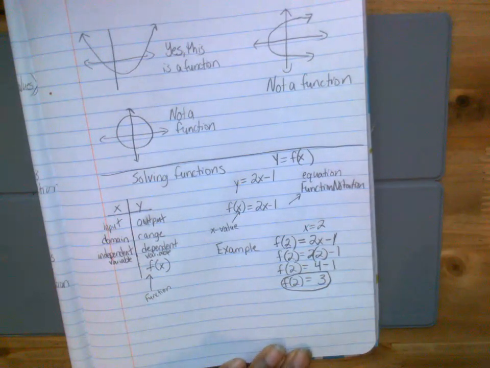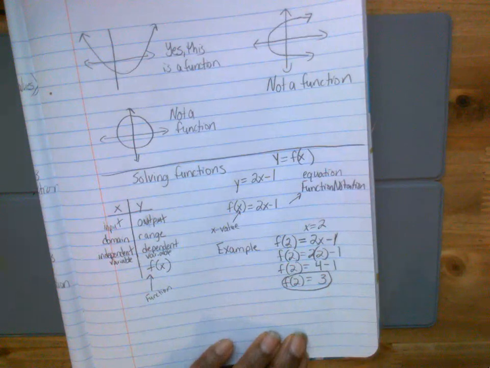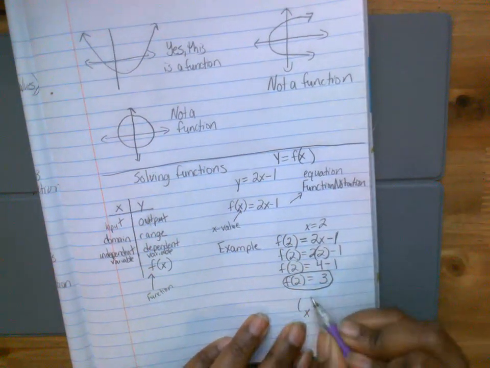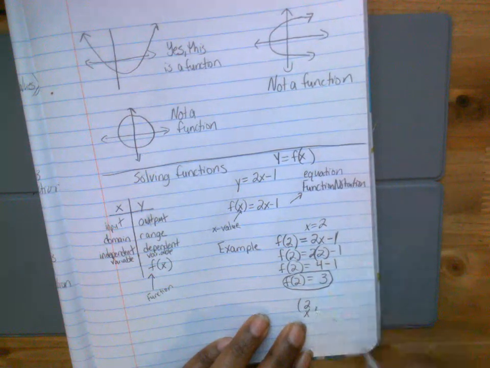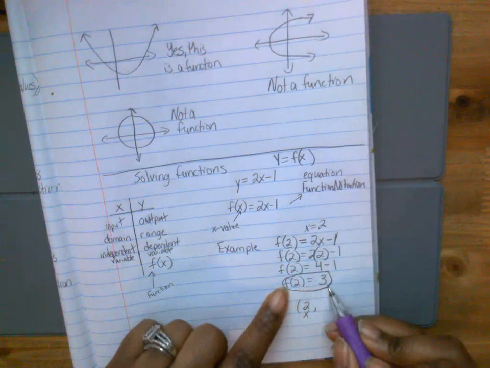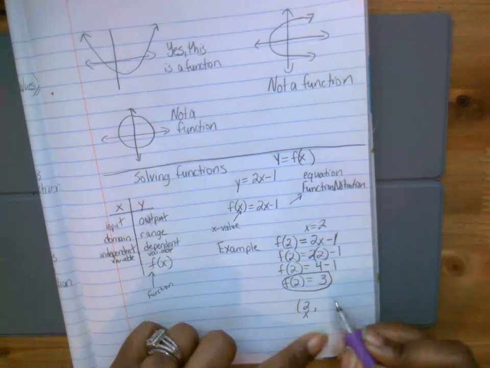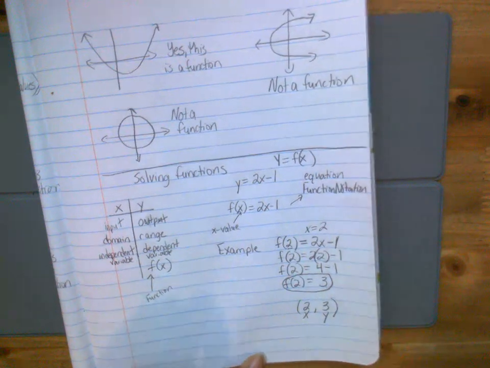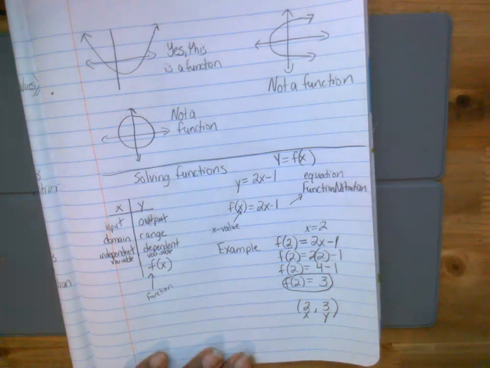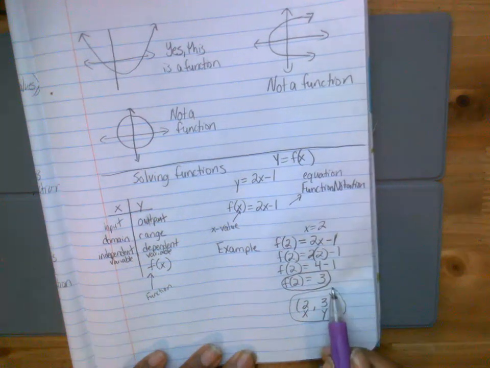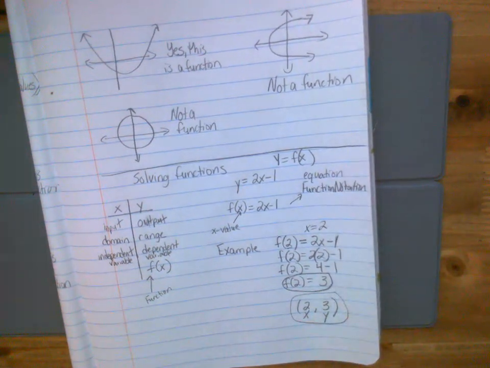So what does that mean, Ms. Reyes? That means, again, that my x value is 2. That was my input. But my output, or my answer, or my y value is 3. This is another way to write your answer. I'm going to pause for the calls.